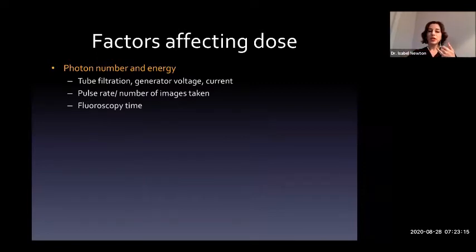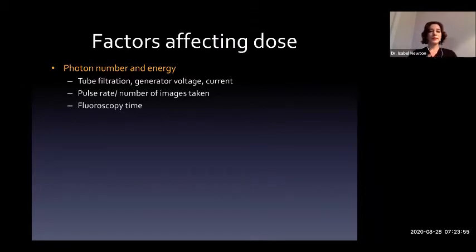The tube filtration expresses which photons are already filtered out and don't even come through. Those that are very low energy or very high energy are unlikely to contribute to your image in any sensible way. The generator voltage and the current, those things you don't modulate so much. The pulse rate and the number of images taken are ones that you can modulate. So the pulse rate, I would recommend dropping down to as low as you possibly can and experimenting with that. I think many times we have it up to 7 or higher, sometimes 15. We have it down to 3 and have been able to do just fine.